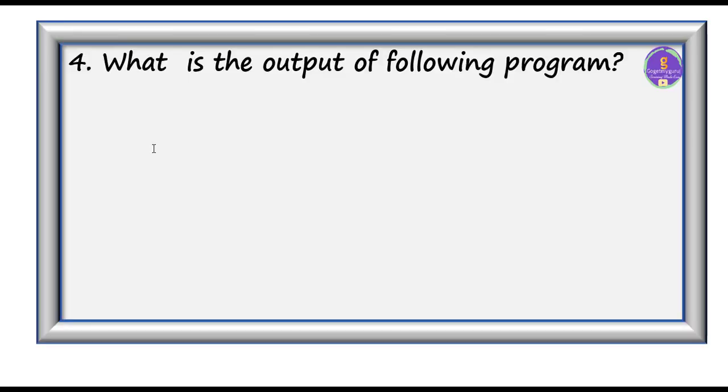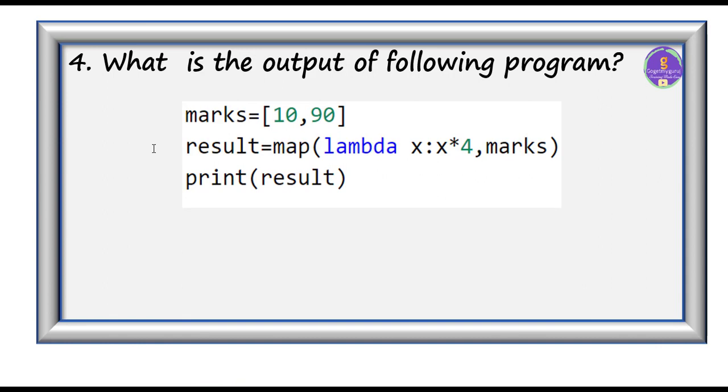Next question is, what is the output of the following program? Here comes the program. So observe the program properly. What can you make out from this program? This program is using the map function and a lambda function. So what will be the output, you think? Any guesses? Can you spot any errors in this program? Absolutely not. So let's check what will be the output.